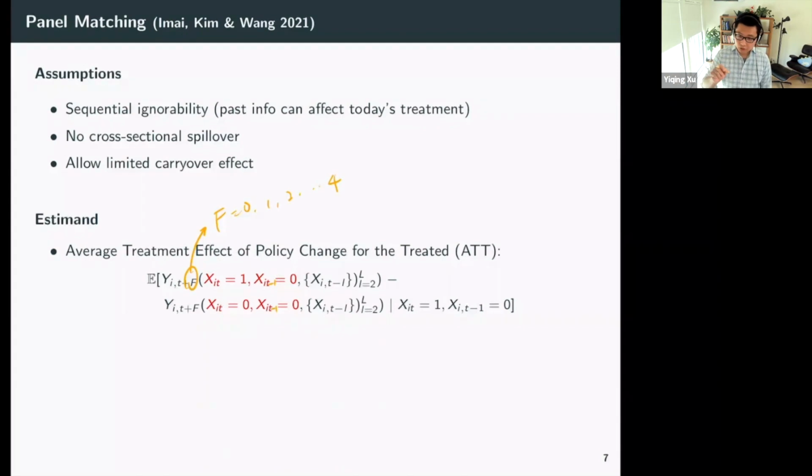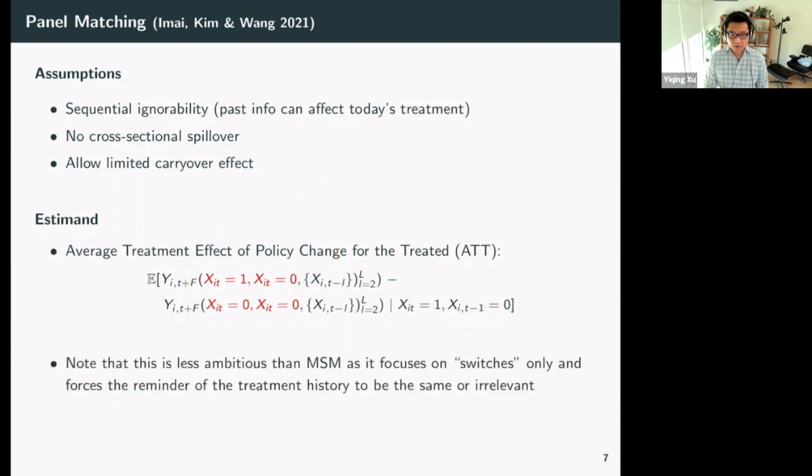Looking at joiners and then looking at their stable comparisons, and then you condition on past treatment history. You look at the effects on those whose treatment status has changed. Does that make sense? So I think this is a less ambitious goal than MSM because it's focused on switches only, and forces the remainders of the treatment history to be the same or relevant.